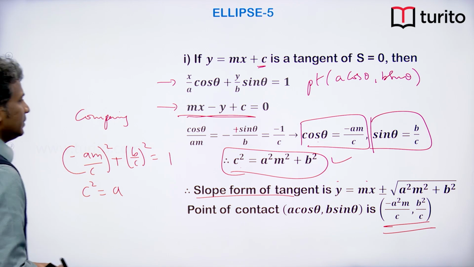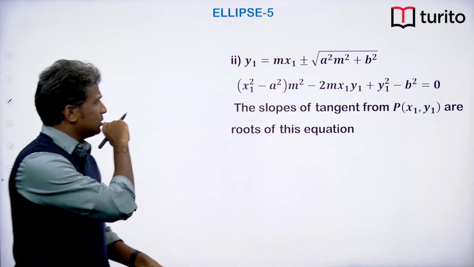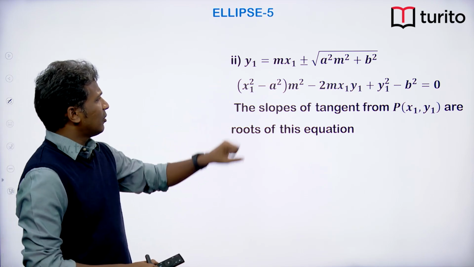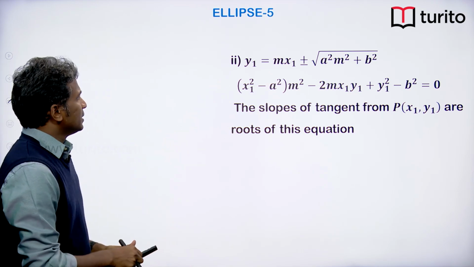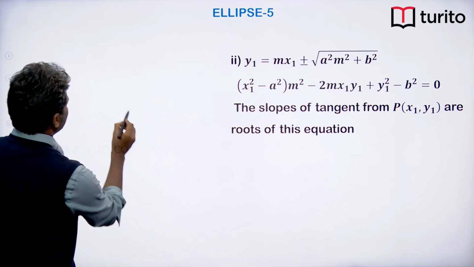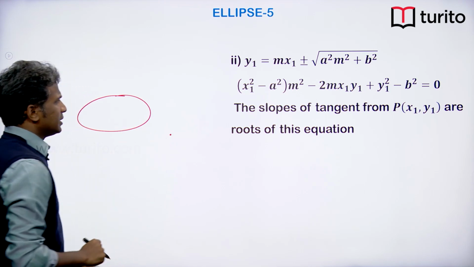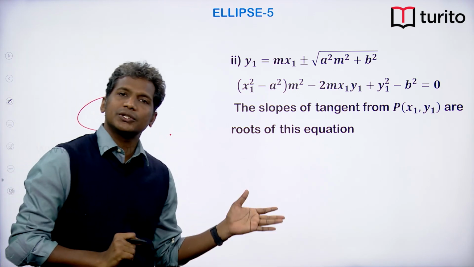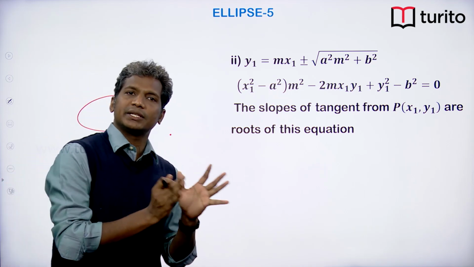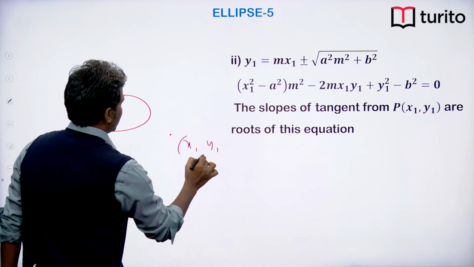Okay, next let us do a simple discussion on these tangents. Suppose there is one external point. This point could be internal also or it could be on the ellipse also, but let us discuss first for the external point. Point B, let us say x1 comma y1.